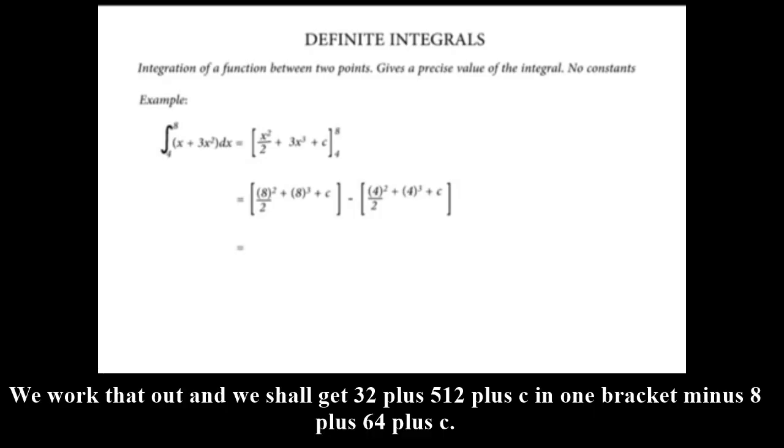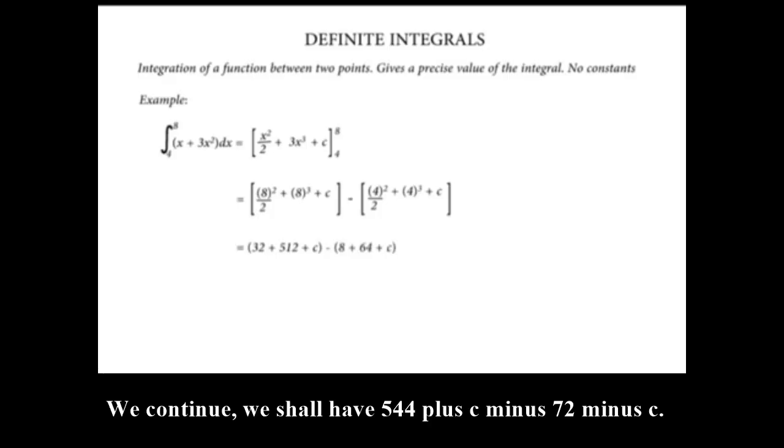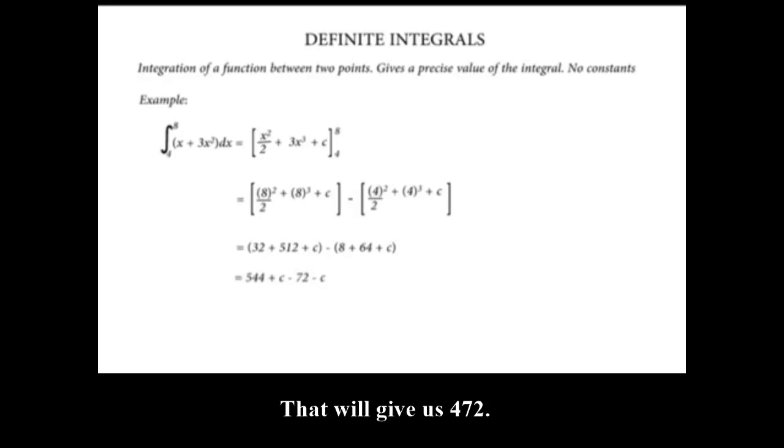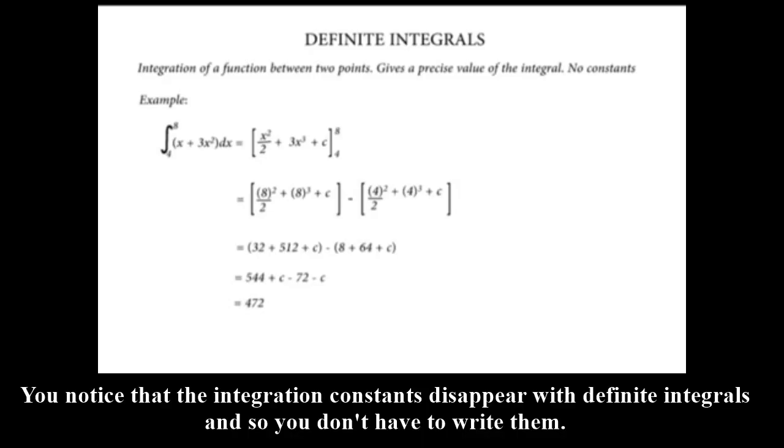We work that out and we shall get 32 plus 512 plus c in one bracket minus 8 plus 64 plus c. We continue, we shall have 544 plus c minus 72 minus c. That will give us 472. You notice that the integration constants disappear with definite integrals, and so you don't have to write them.